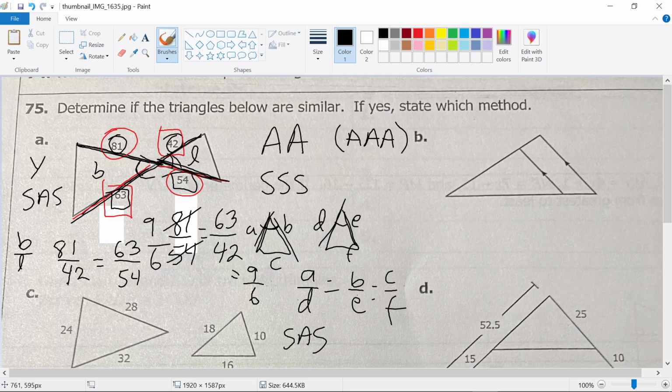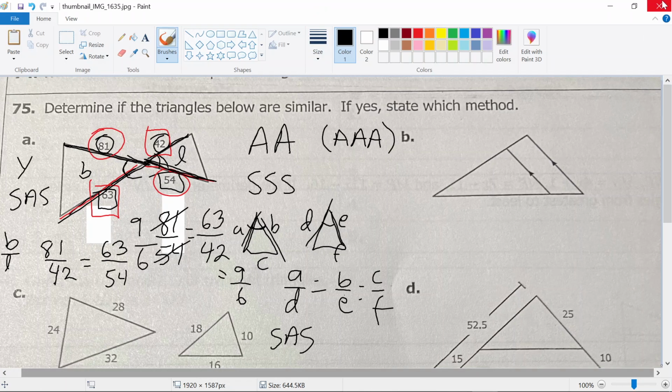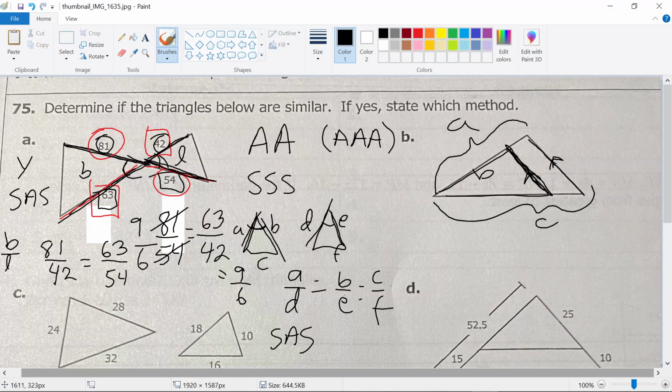Look at B. Write this on your cheat sheet: whenever two triangles are drawn such that the second smaller one just has a side that's parallel to one of the sides of the original big triangle, those are similar triangles. And here's why. I'll call this A, and I'll call this B. And I'll call this big thing C, and I'll call this little thing D. So I'm going to do small to big.